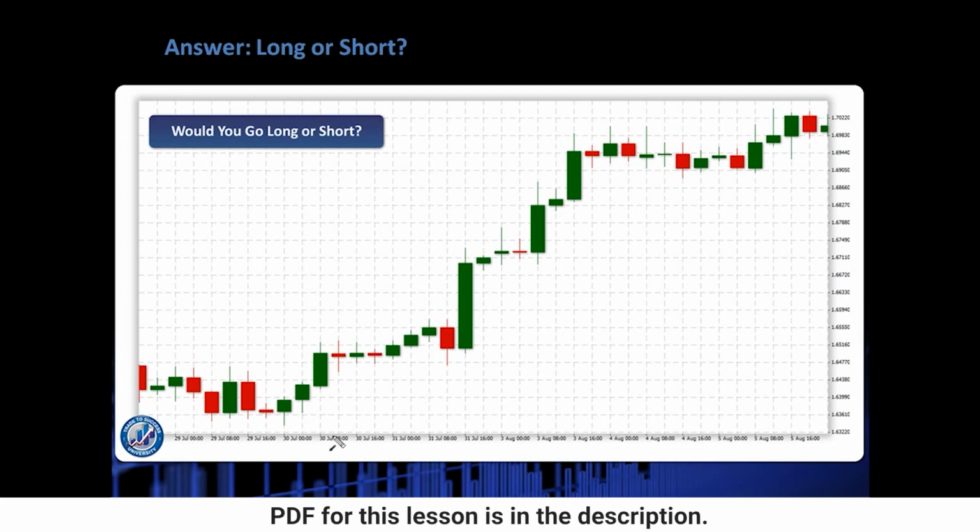So what we see here is that these lows that I'm indicating right now are getting higher. And so are the highs. So if the highs are getting higher and the lows are getting higher, what is that indicating? That is indicating an uptrend. And in an uptrend, when prices are rising, we want to go long.